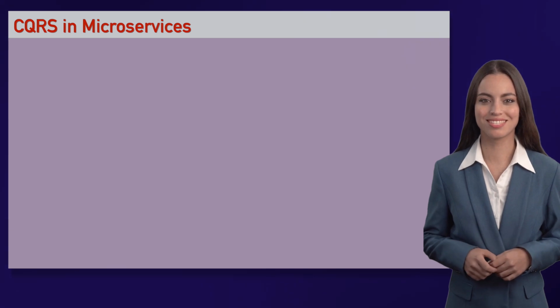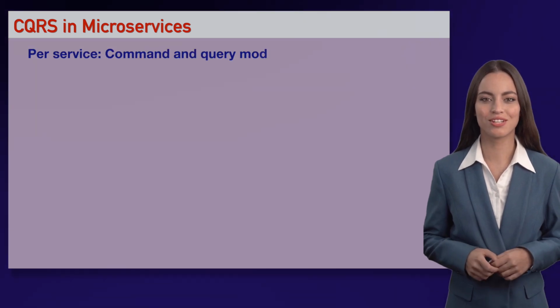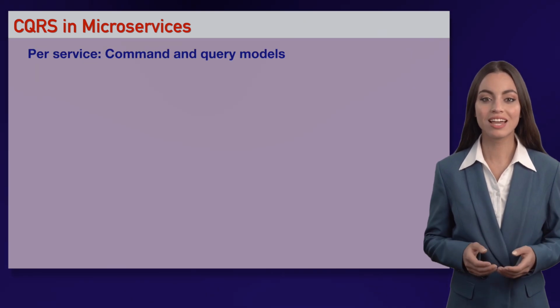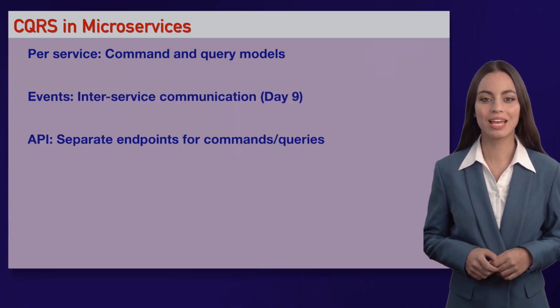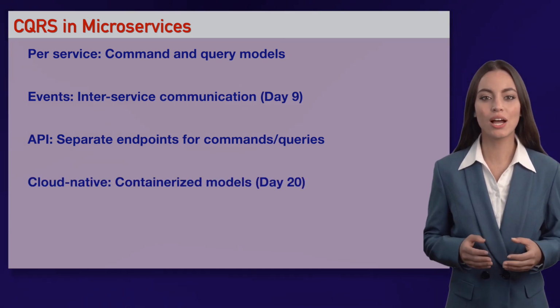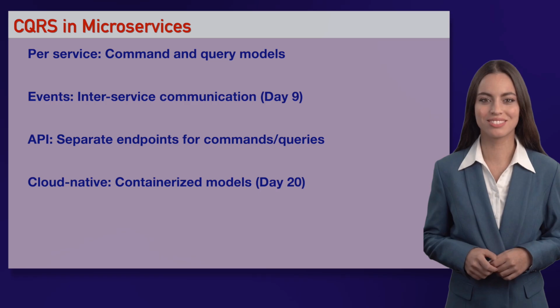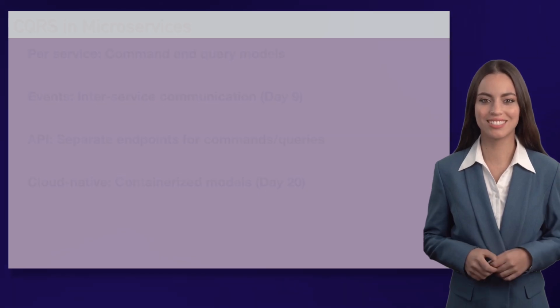CQRS in microservices. Apply the pattern per service for clean separation. Use events from Day 9 for inter-service synchronization. Expose separate API endpoints for commands and queries per Day 8. In Day 20, Cloud Native, deploy command and query models in independent containers for scaling.